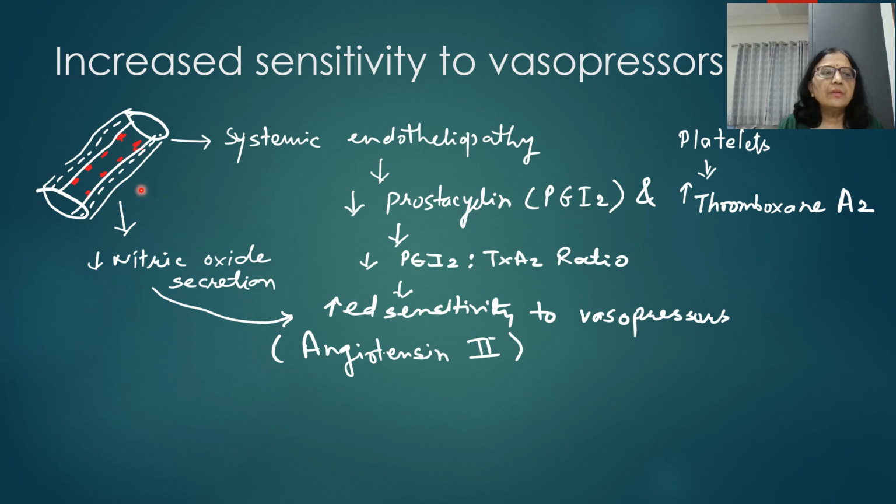Another reason is that these endothelial cells normally are secreting nitric oxide, which is leading to the reduction in the sensitivity of blood vessels to vasopressors. But with endothelial damage, this nitric oxide secretion is reduced, and that again further adds to the increasing sensitivity of blood vessels to vasopressors in patients with hypertension in pregnancy.